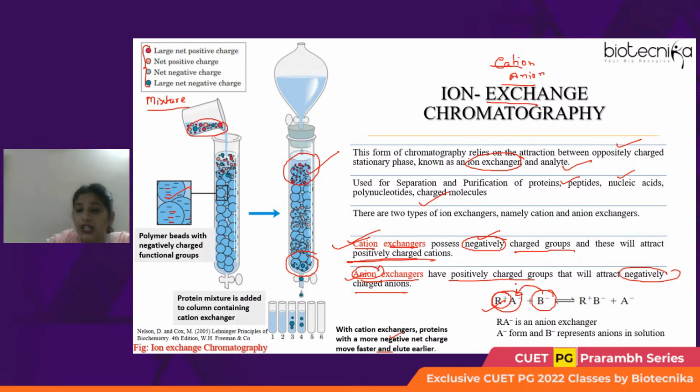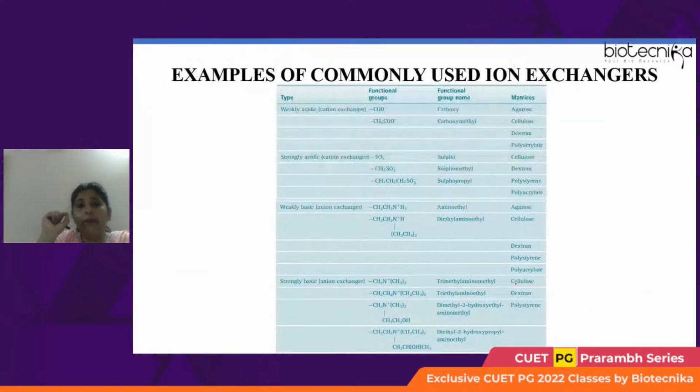So here the charge is important, right? And there are certain proteins which have both acidic and basic groups. In that case, ion exchange chromatography is pH dependent, so pH also plays a very important role here. Now, you don't have to simply understand the principle of the technique, but you also have to learn what are the examples of cation or anion exchangers used.